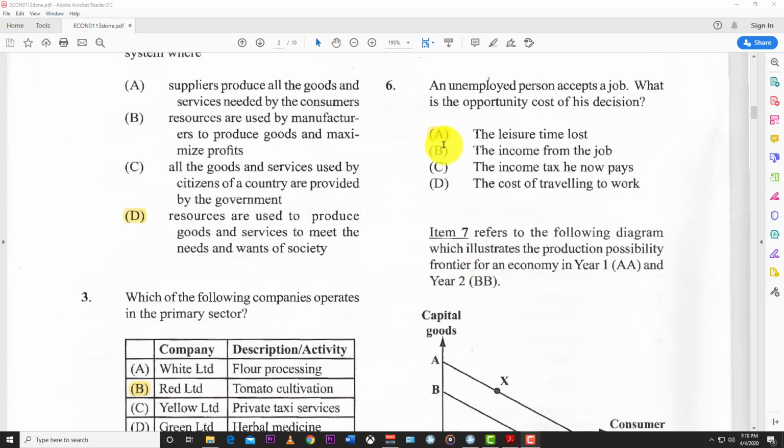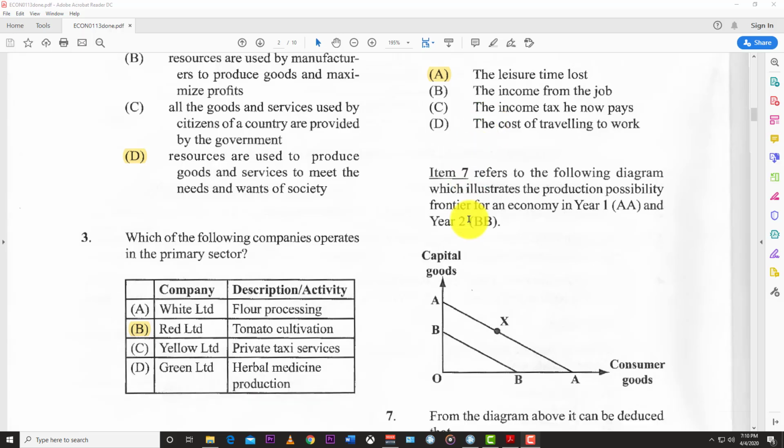All right, number 6. An unemployed person accepts a job. What is the opportunity cost of his decision? And the answer is A, the leisure time lost. Remember, it's either free time or time spent at work. So if you're going to work, the opportunity cost would be the free time you're giving up.